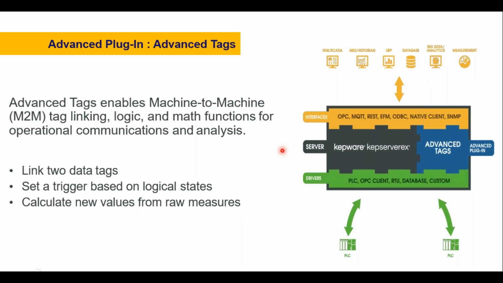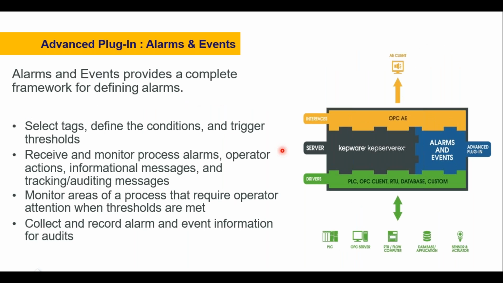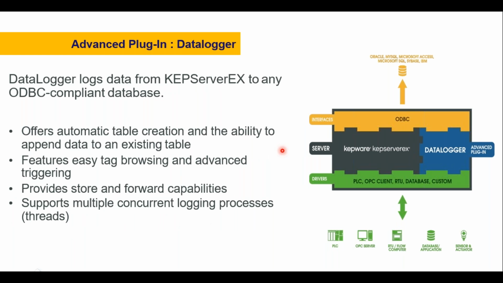So now there is something called advanced tag. This feature will also be covered in the demonstration, which Nilesh will be covering after this presentation. You will see how the advanced tag feature works, what its capabilities are, how you can link the tags, and how you can manipulate the values. There is also an alarm and event feature available. You can connect it to any alarm and event client at the top.